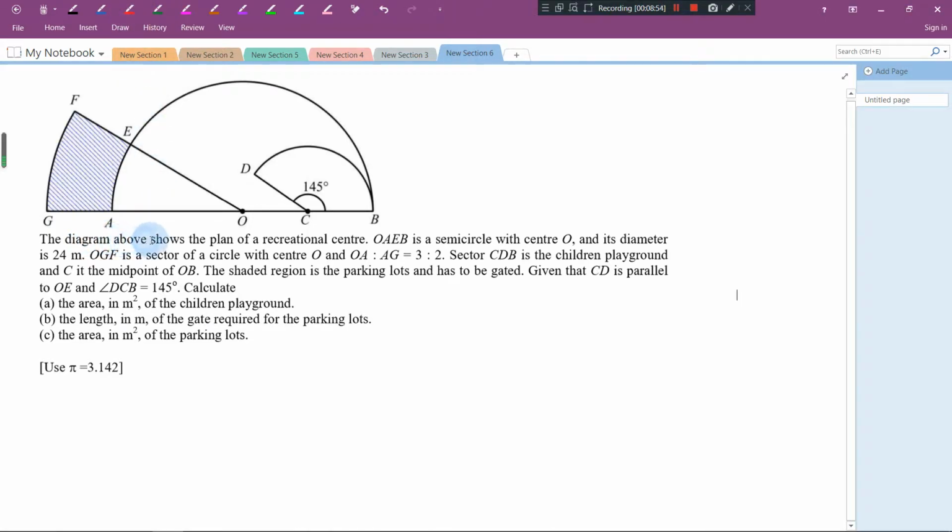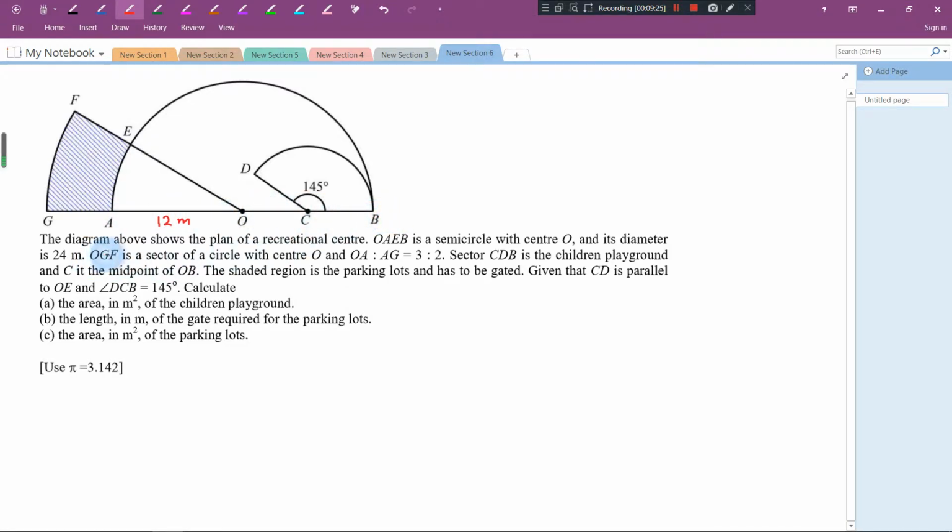The diagram above shows the plan of a recreational center OAEB. OAEB is a semicircle with center O and its diameter is 24 meters. 24 meters diameter means from A to B. So it means that the radius is 12 meters. Okay, here is 12, here is 12.